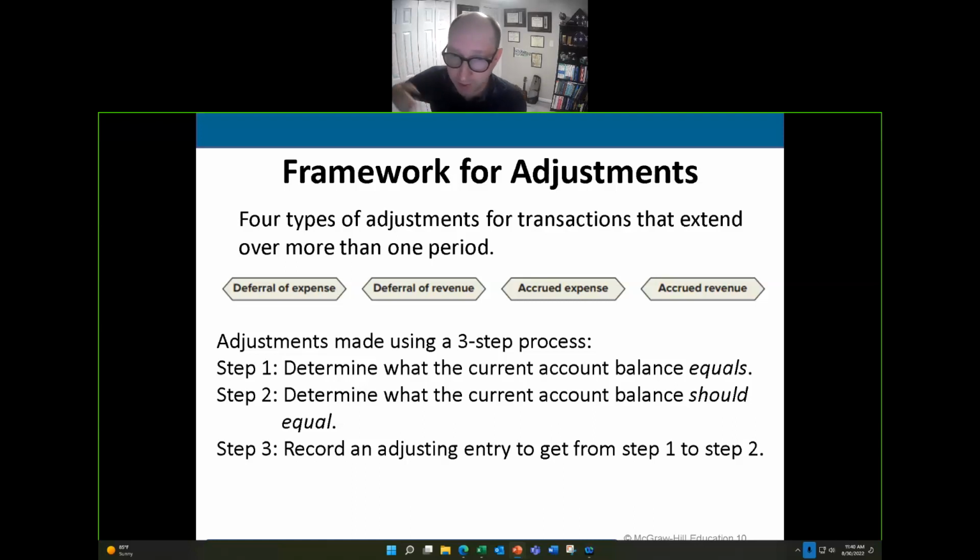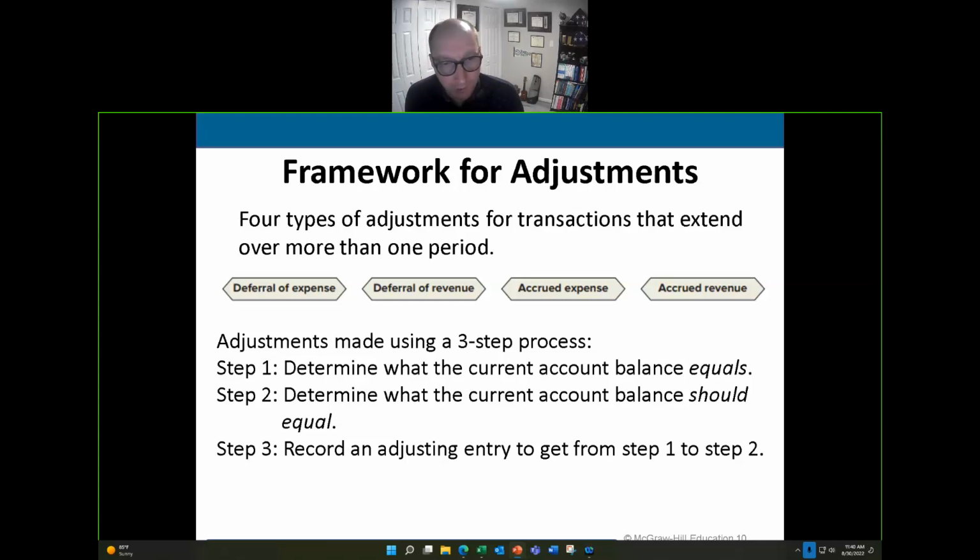According to the accrual-based accounting system, I need to accrue that expense every month. And so I take the total amount and divide that by 12 to get the amount I need to adjust every single month. I'll show you what this looks like. But there are three steps to making adjusting entries.